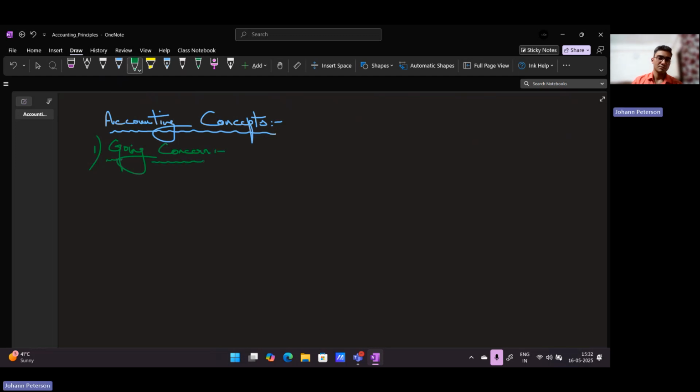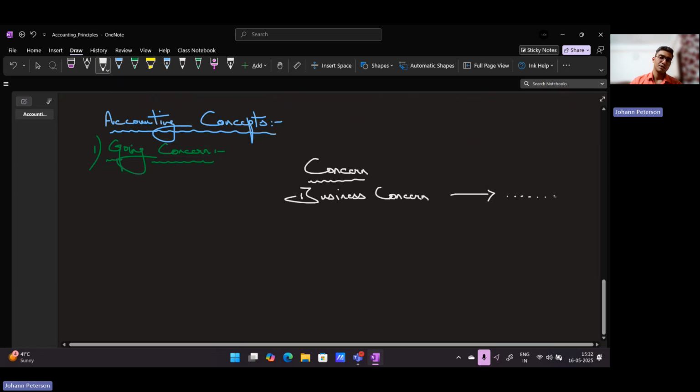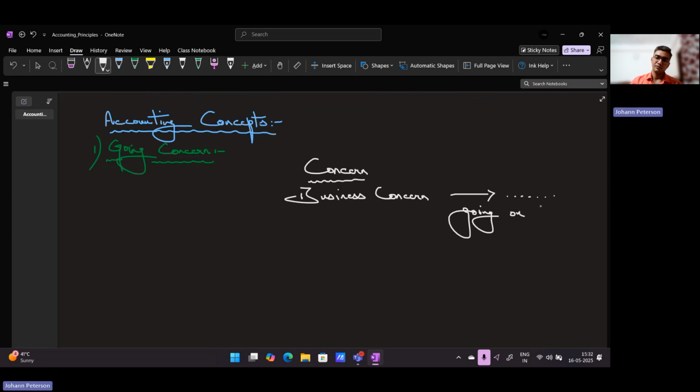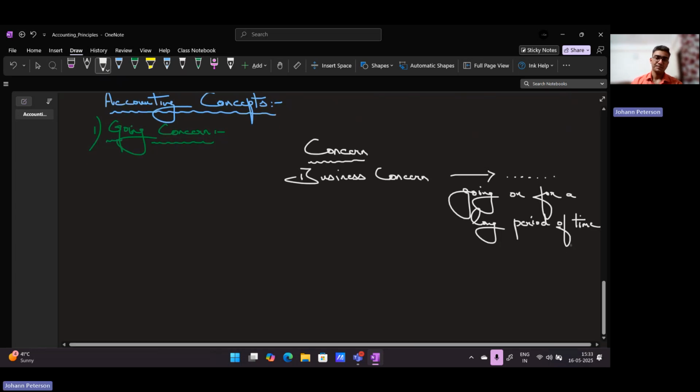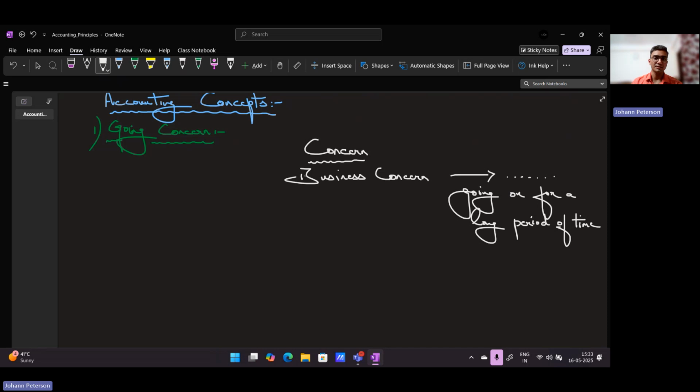Okay, now what does this mean? Going concern. So by going concern, we mean it is a concern, and a concern can also be thought of as a business concern. So a business concern which is going on and on and on, a business concern going on for a long period of time. This means that there is no ending of this business. Whatever I'm talking about, the business or the concern is supposed to go on and on. It's not supposed to end.